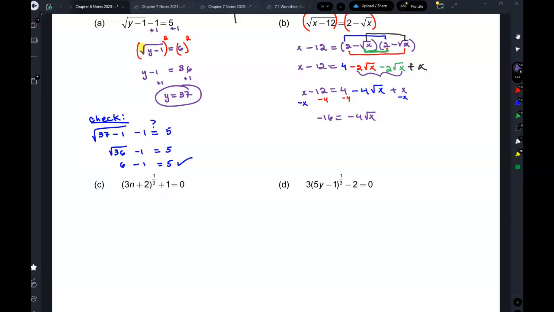Okay. Now, I'm going to divide both sides by negative 4. So 4 equals root x. Now, squaring both sides, 16 equals x. Okay, but now we have to check, correct? So let's do that.